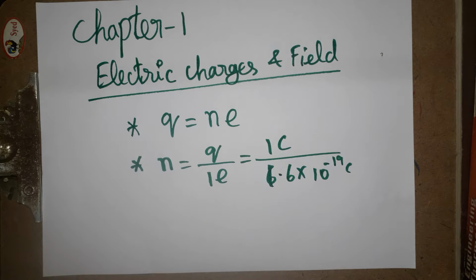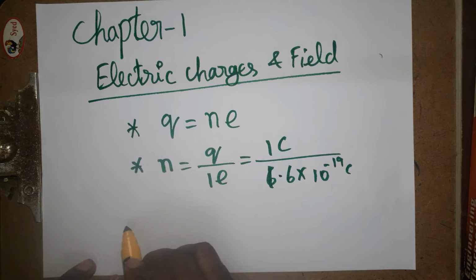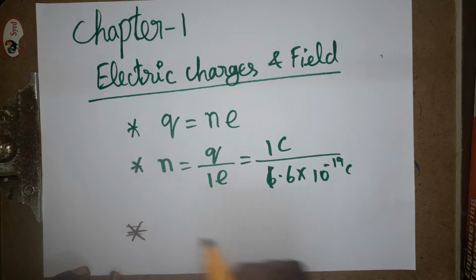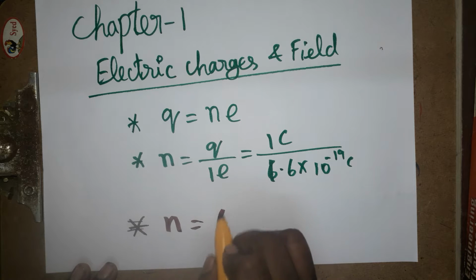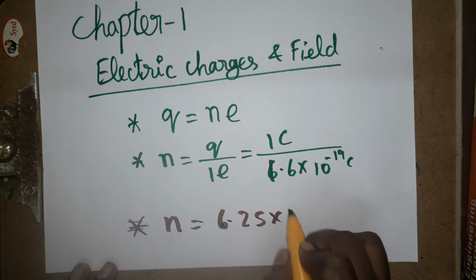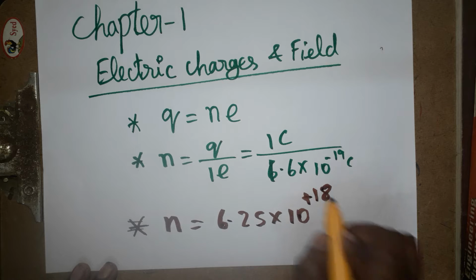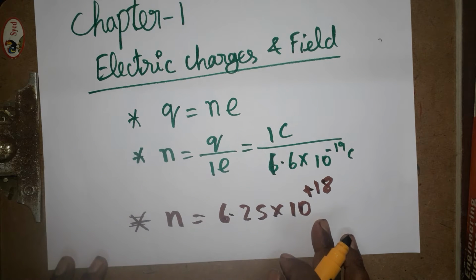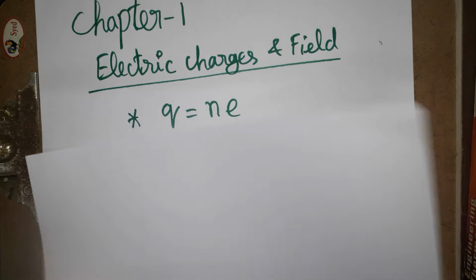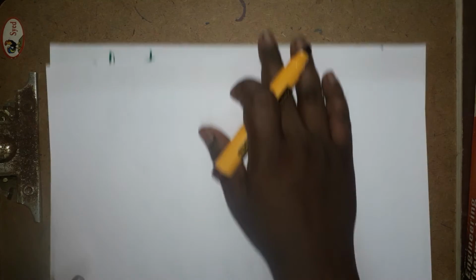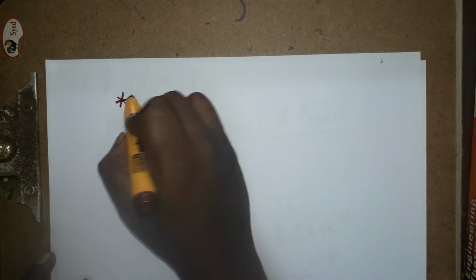now we get the total number of electrons when a current is flowing with 1 coulomb of charge. The total number of electrons will be 6.25 into 10 power plus 18. This many electrons pass when 1 coulomb of charge is flowing. The next one, there are two types of charge, one positive and another negative.